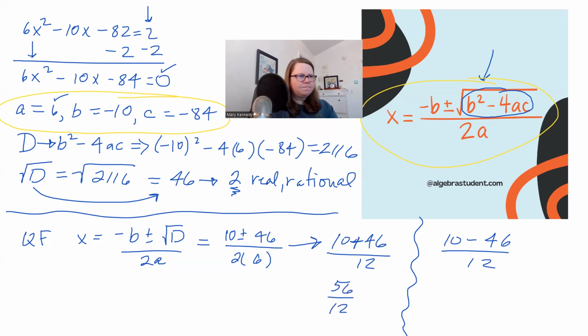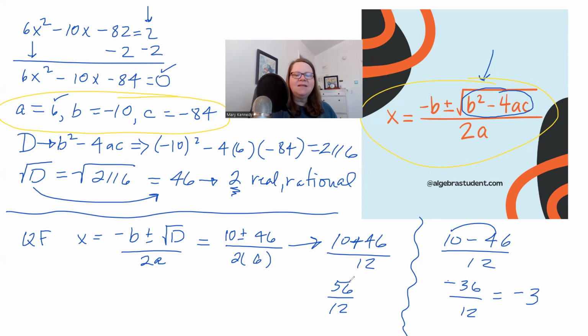Now, I'm going to put it in the calculator and I'm going to get 4.6 repeating, right? But you don't want a decimal usually for these. Most of the time you want to reduce it and get a fraction. So we're going to talk about how to do that in just a minute. 10 minus 46 is negative 36 over 12. That comes out nice and clean. Negative 36 divided by 12 is negative 3.